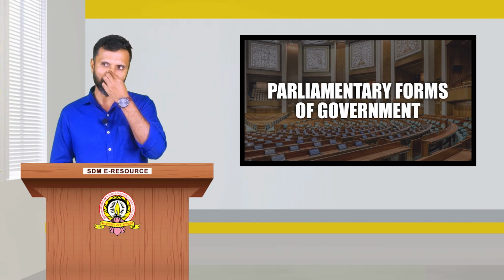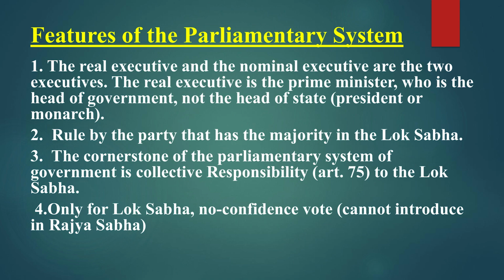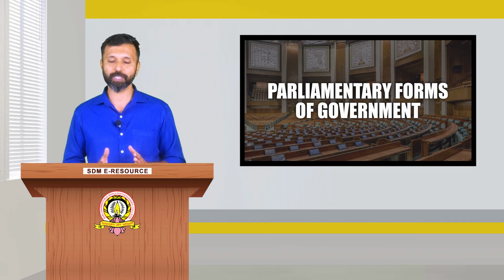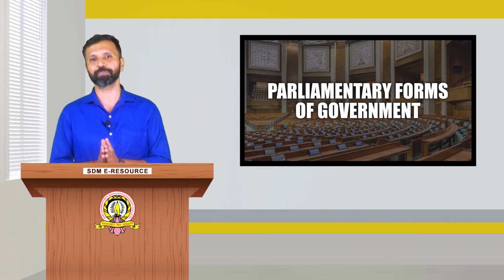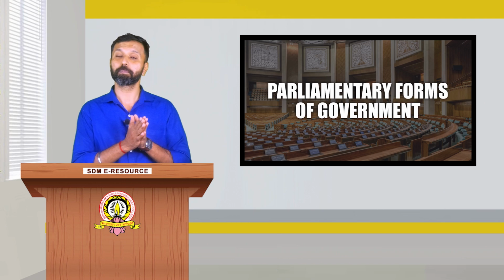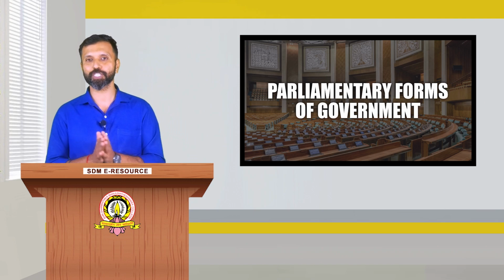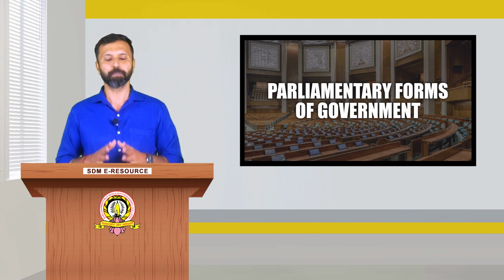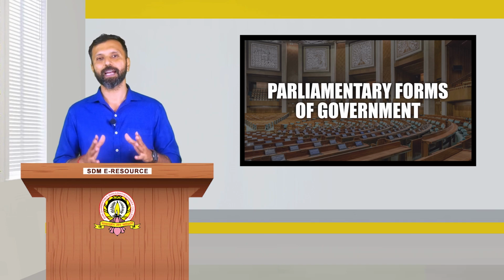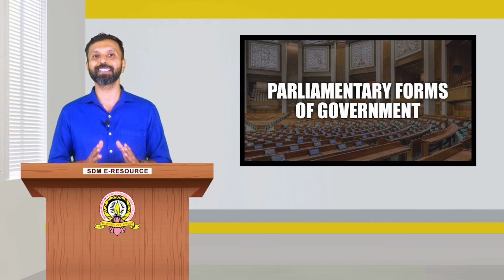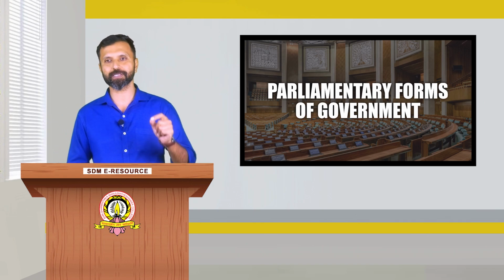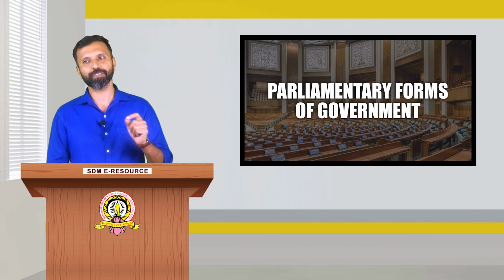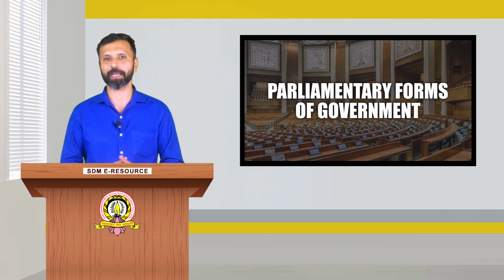So what are the features of the parliamentary system? First, the real executive and the nominal executive. The nominal executive is the President and the real executive is the Prime Minister of India. The President is not a part of the Parliament; only the Prime Minister is. The President is the nominal head of the state or nation and the ultimate signatory authority of the nation, but the Prime Minister is the real executive and the head of the government, not head of the state.